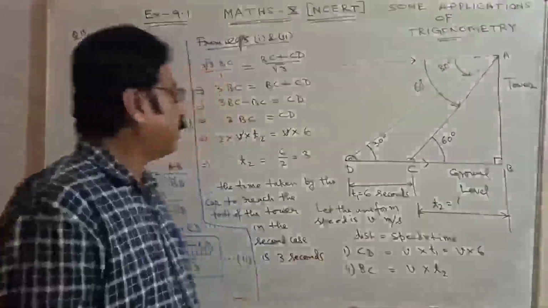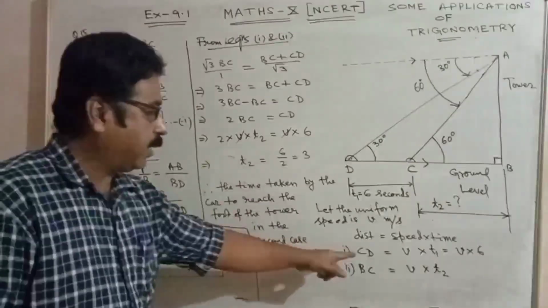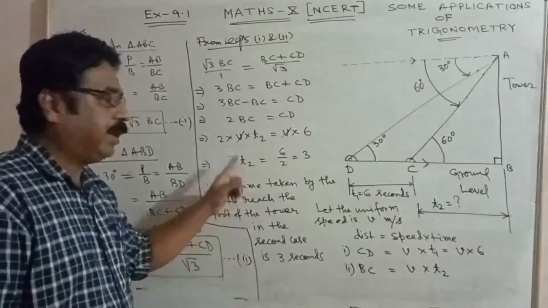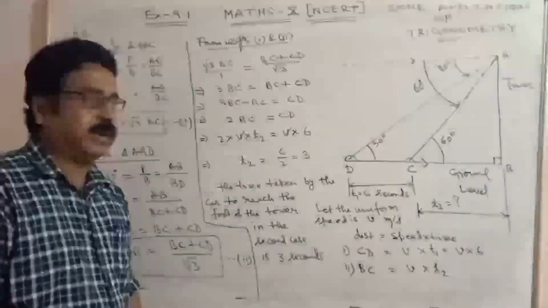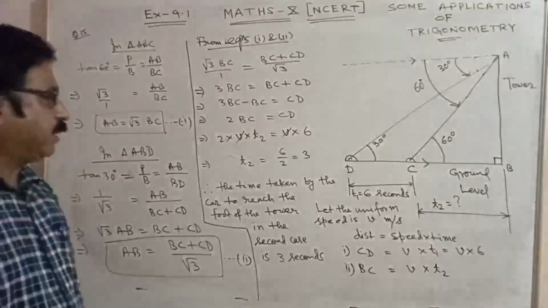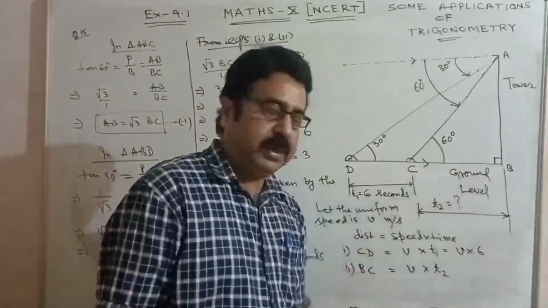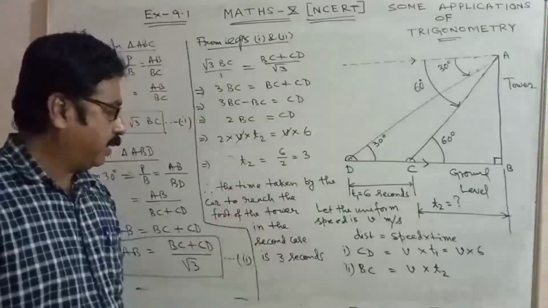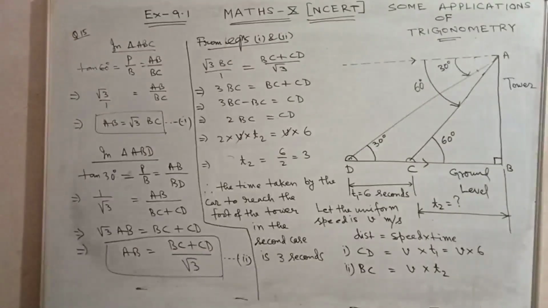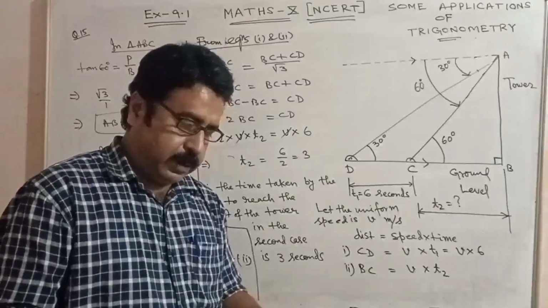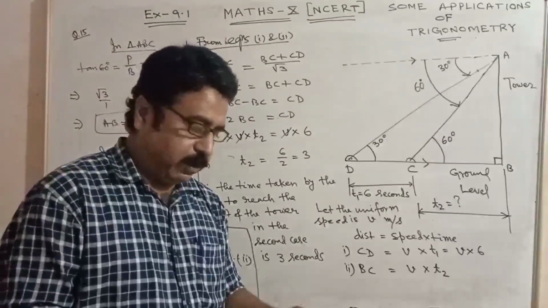Uniform speed is V. If we write here the value of CD and BC, then V and V will be cancelled. Finally, T2 we can calculate. That is 3 seconds. When the car will reach from point C to point B, it will take 3 seconds. Okay. So this chapter is also completed.